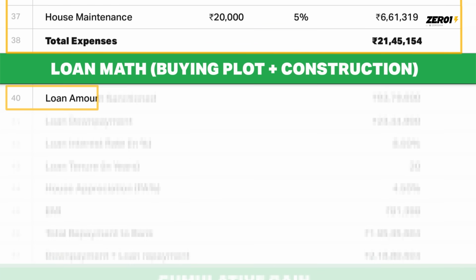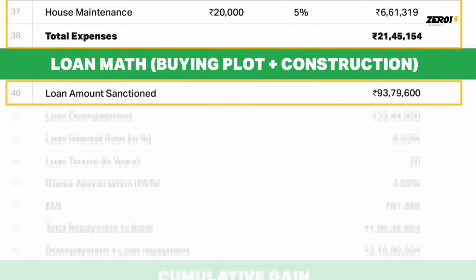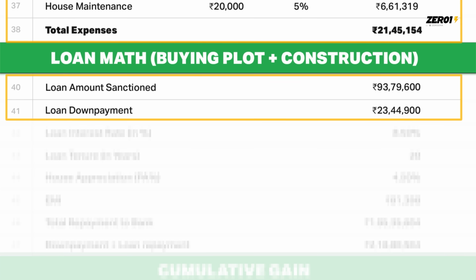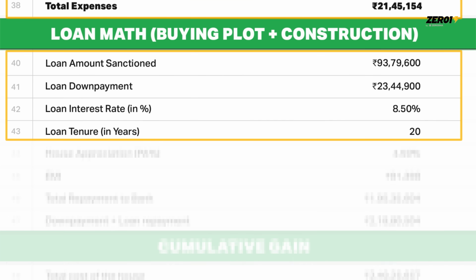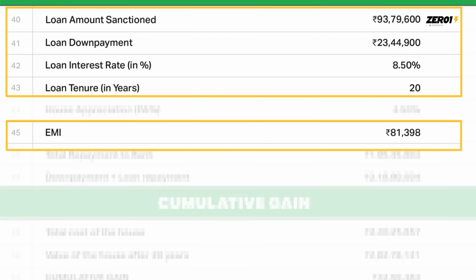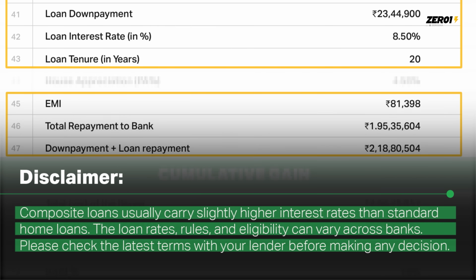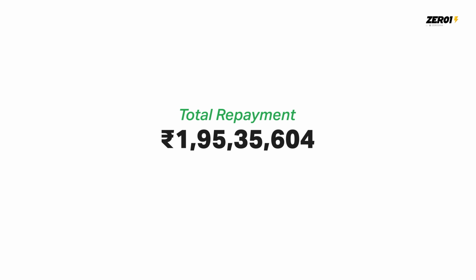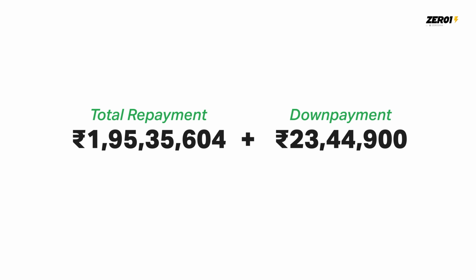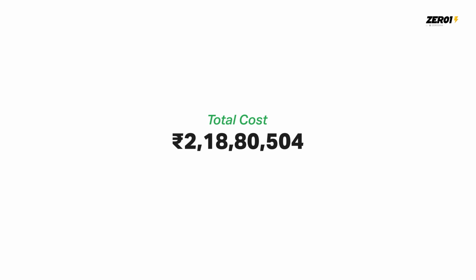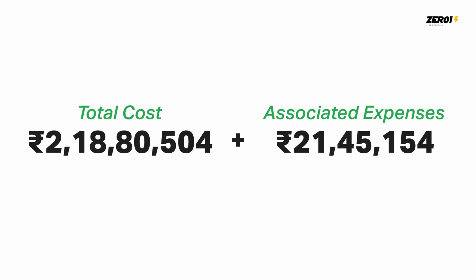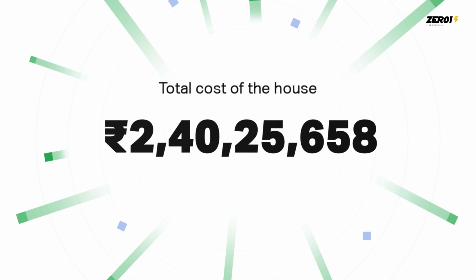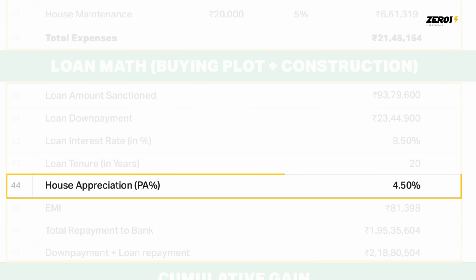So let's assume that the loan amount is 93.80 lakhs. The down payment is, let's say, 23.45 and the loan interest rate is 8.5%. The loan tenure will keep 20 years and the EMI is 81,398. So over 20 years, the loan that you repay will now come to 1.95 crore rupees. Add to that the down payment, the total cost is 2.19 crores. And once I add the associated expenses, the total is 2.4 crores. So once I add this, let's assume that the house appreciates at 4.5% per year.